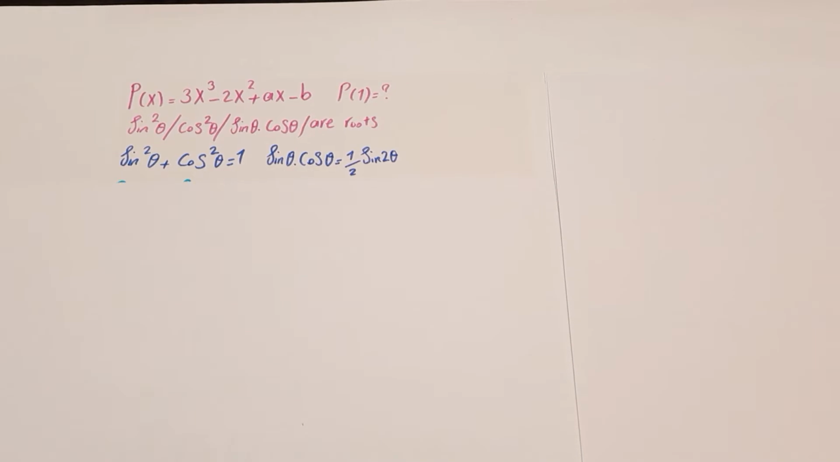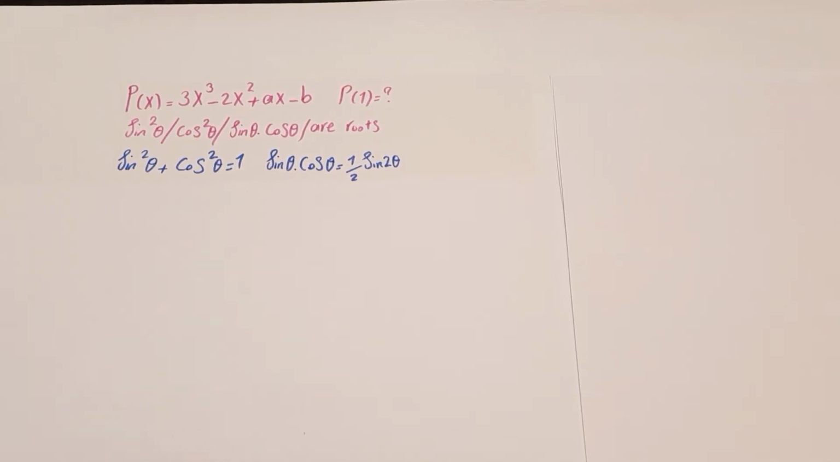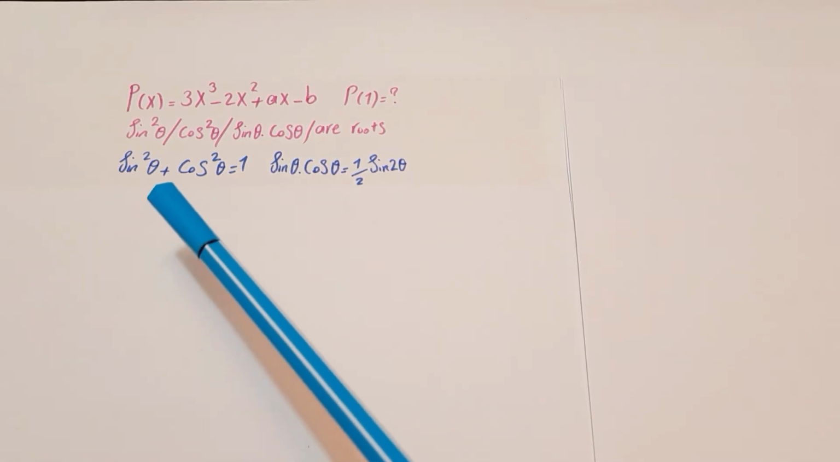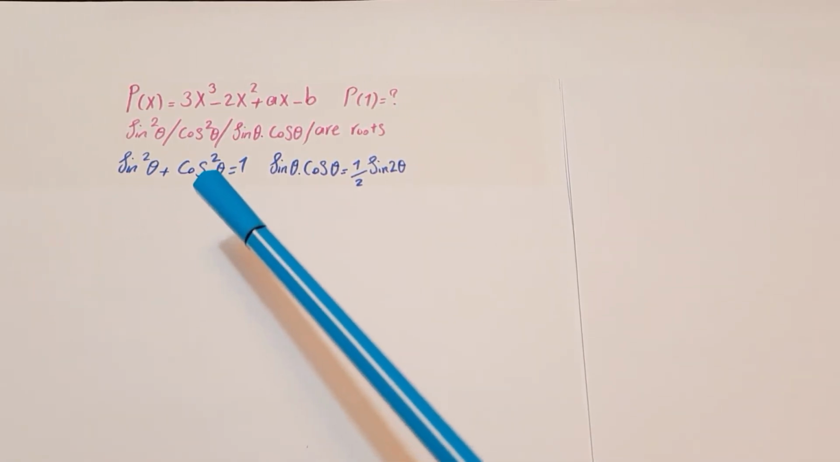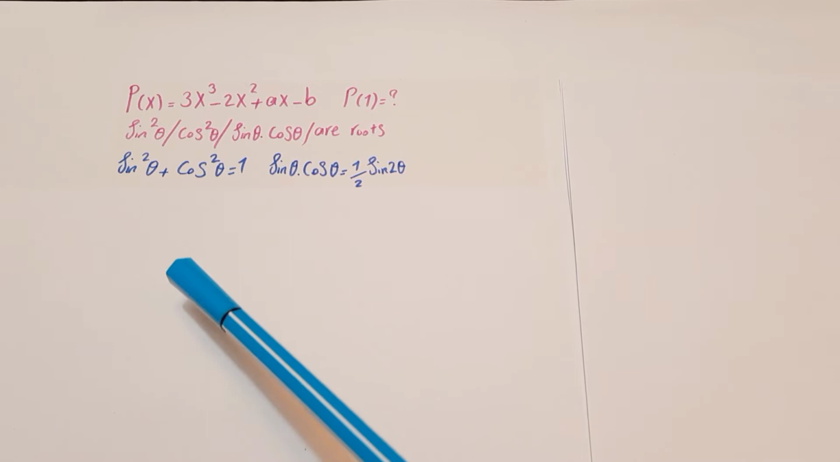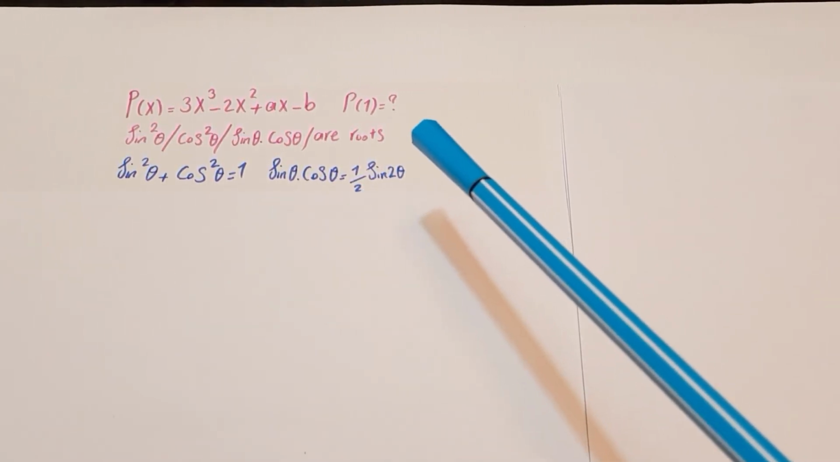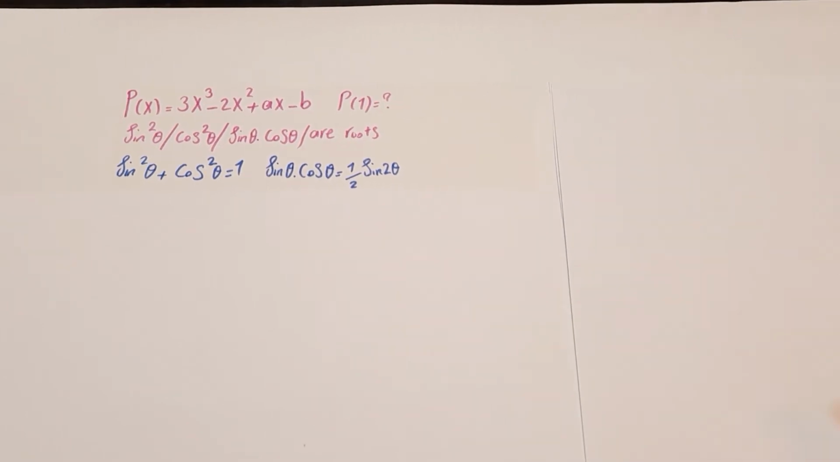Before I solve the question, I want to show you two important points. If you have sin²θ plus cos²θ, that's just equal to 1. And if you have sinθ times cosθ, that's just equal to half of sin 2θ.